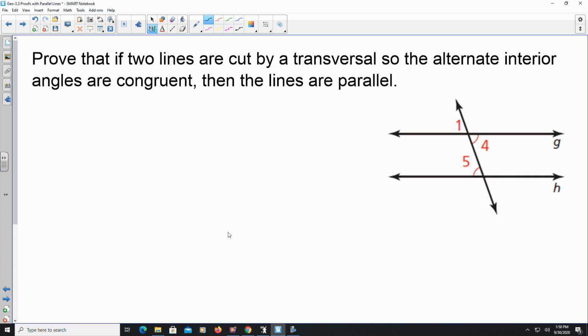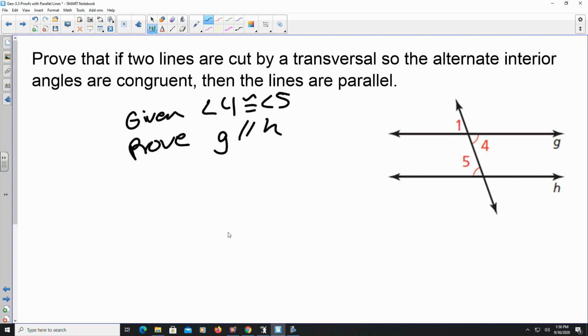So what we have here is they're asking you to prove that if two lines are cut by a transversal, so the alternating interior angles are congruent, then the lines are parallel. So right now we're basically trying to show, since they've given us, it looks like angle 4 is congruent to angle 5, they want us to prove that line G is parallel to line H.